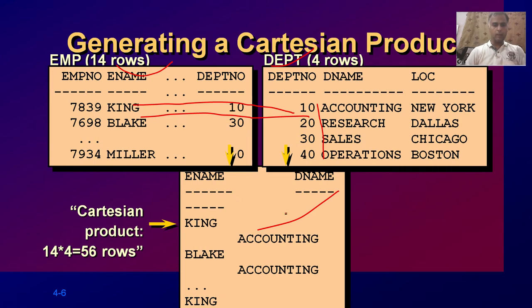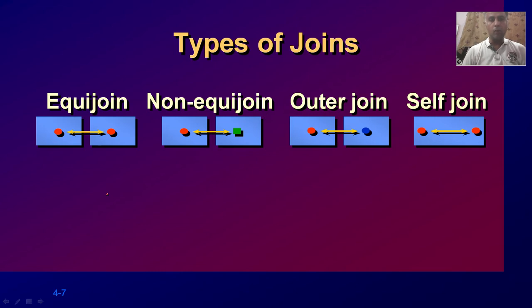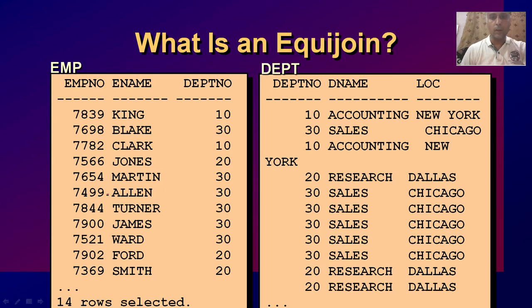Look here, we can understand the total number of rows that will be generated if I perform the Cartesian product. Types of join: equijoin, non-equijoin, outer join and self join. First we will try to understand what an equijoin is, using the employee table and the department table.